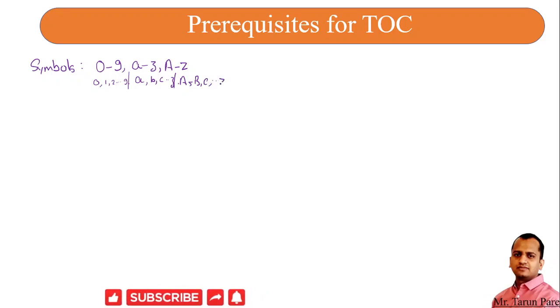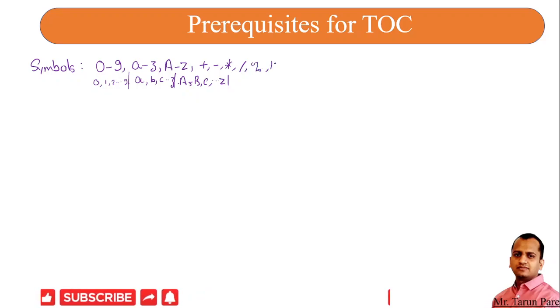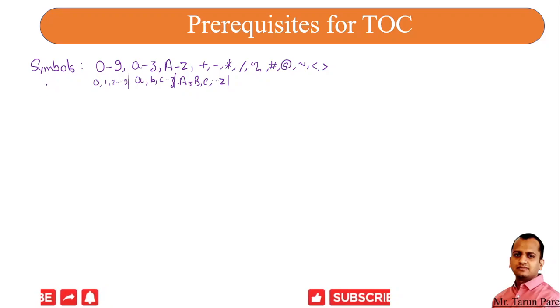Apart from that, any symbol like plus, minus, multiply, divide, percentage, hash, at the rate, or any symbol which you know or can print on the screen, will be considered as a symbol from the TOC point of view. Then these symbols are used to represent the alphabet.